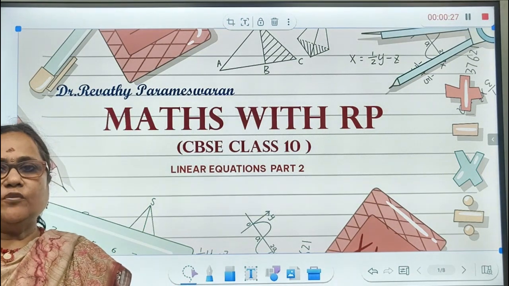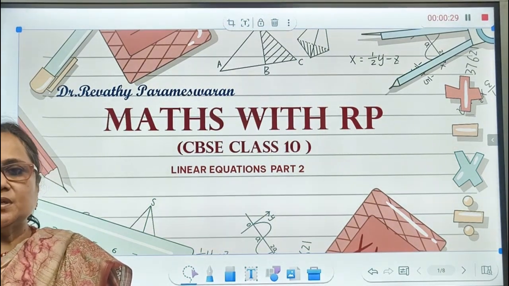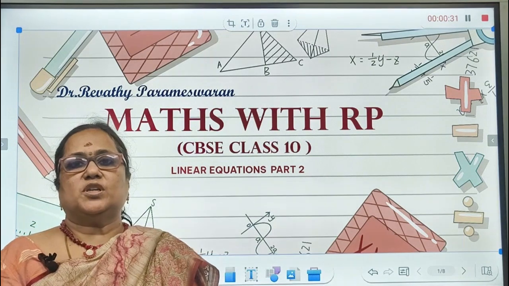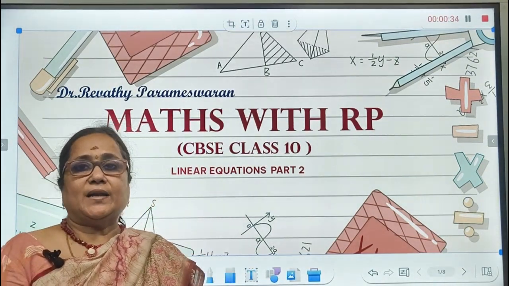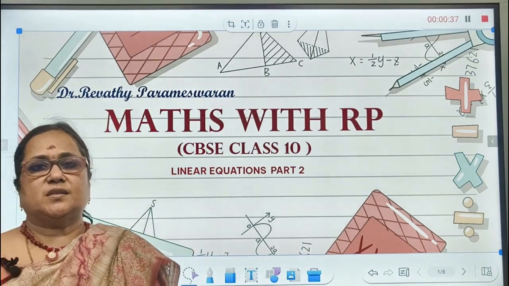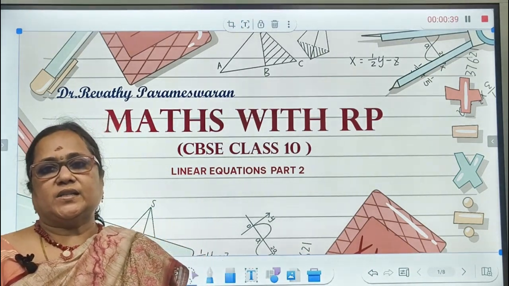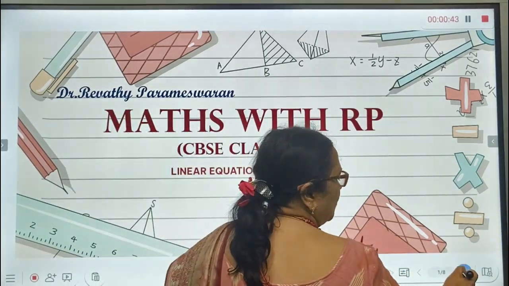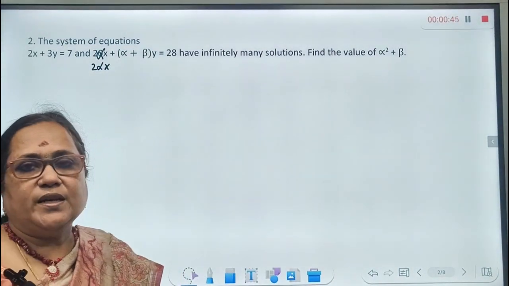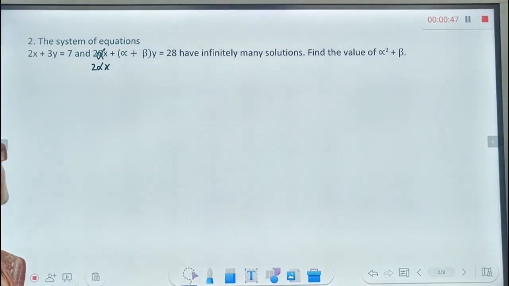In the earlier video, we had discussed simple problems involving linear equations. We also looked at conditions when two lines will be parallel, will be coincident, and will intersect at exactly one point. So we will continue to solve more problems which involve linear equations.